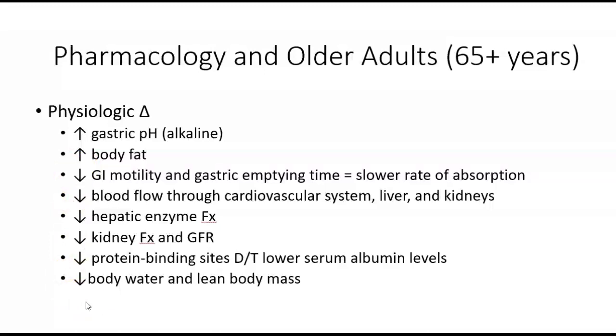So when you're trying to memorize how things change in the older adults, we've got two things that go up. Memorize those. Everything else goes down, slows down. So gastric pH increases and body fat increases. Everything else decreases. Decreased GI motility and gastric emptying time, which leads to a slower rate of absorption. Decreased blood flow. Decreased hepatic enzyme function. FX means function. Decreased kidney function and glomerular filtration rate. Decreased protein binding sites due to low serum albumin levels. Remember, albumin is that protein. And also decreased body water and lean body mass.